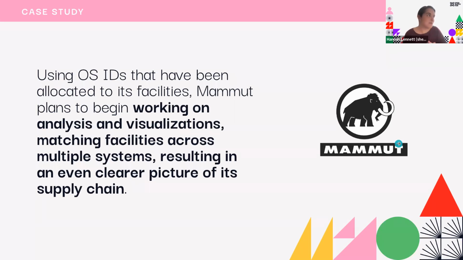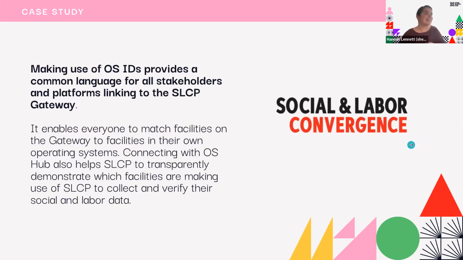We have the brand Mammoet, who are really trying to step up their game in terms of visualizations and analysis of their supply chain, and having OS IDs running across all of their different systems is what really allowed them to start to do that and pull all of their data together in one place. And then lastly, SLCP is making use of OS IDs as this common language that all of their users can be speaking as they're pulling data in and out of their platform.